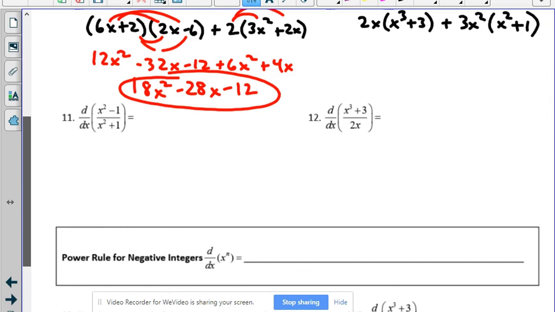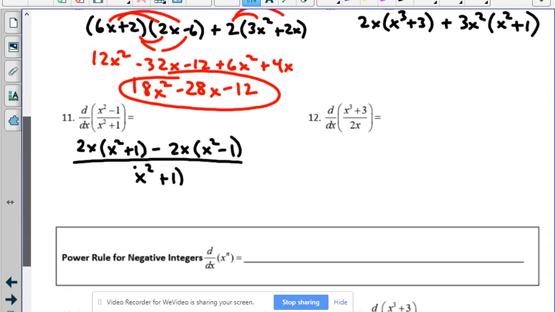The derivative of this one, well, it looks like this is going to be the quotient rule. Derivative of the top times the bottom. So the derivative of the top is 2x, and I'm going to multiply that by the bottom, that's x squared plus 1, minus the derivative of the bottom, which is 2x, times the numerator, x squared minus 1, all over the denominator squared. So this is the derivative of that function. There is a lot of simplifying that can be done to the numerator, but I'm going to leave that to your algebra abilities.